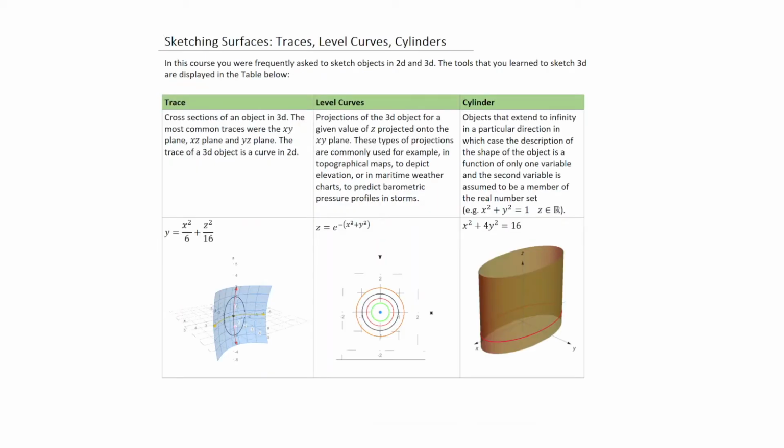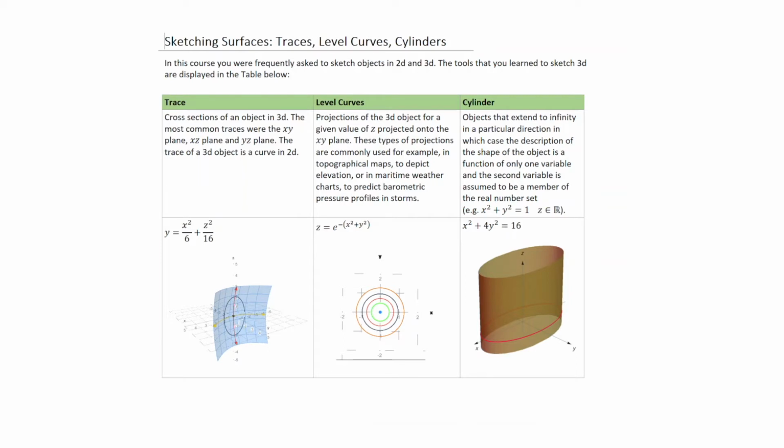All right, so we first started with sketching surfaces. And so traces and level curves and cylinders were sort of concepts that we basically utilized to help us visualize what the actual surface looked like. And so I basically put in table form trace, level curves, and cylinders.